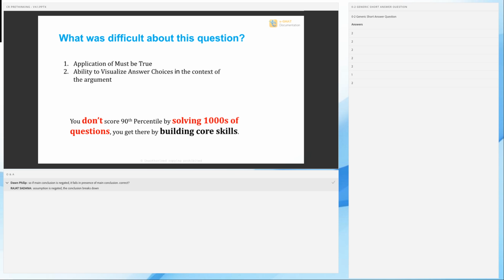Ability to visualize answer choices. Good. Thank you. Applicability of must be true. Perfect. Easy but confusing. Sanket says, can we say D is irrelevant as there's no mention of secondary highway?